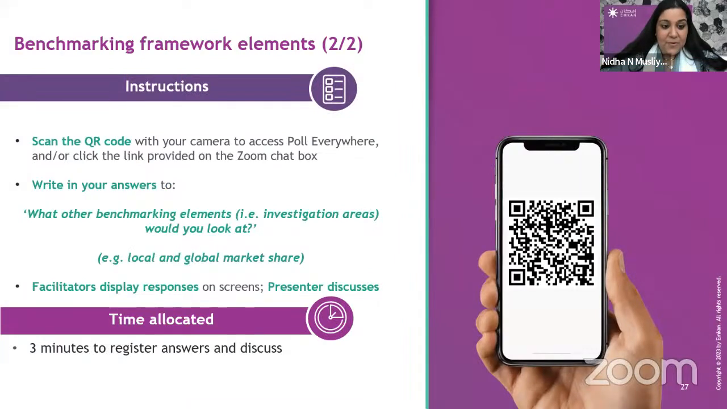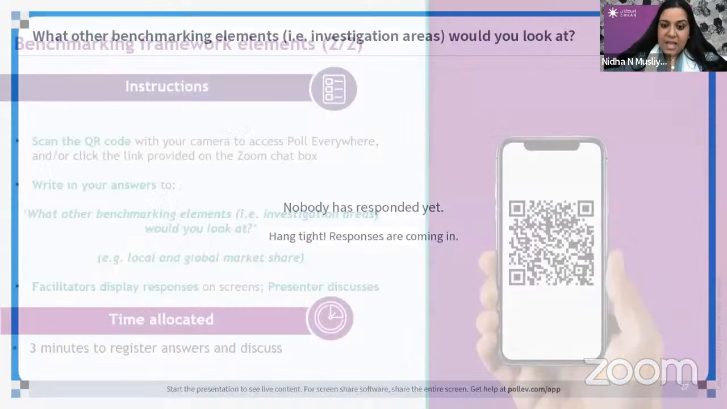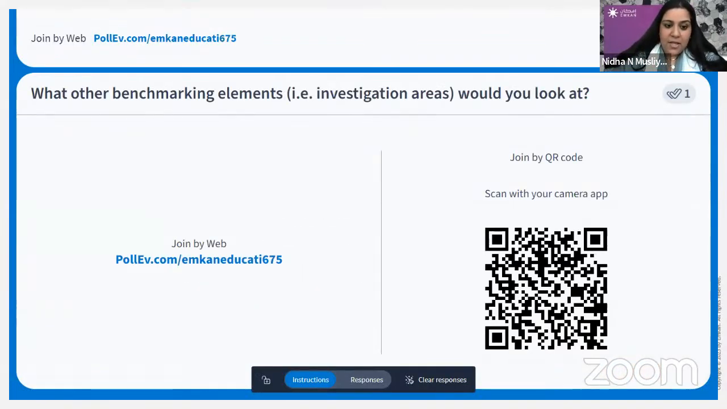Okay, so I think some of you have already responded to the question previously, but what other benchmarking elements other than car design and features would you look at? For example, local and global market share. If you're looking at the company holistically, what other aspects would you look at? So again, please scan the QR code and hopefully we'll get the responses.